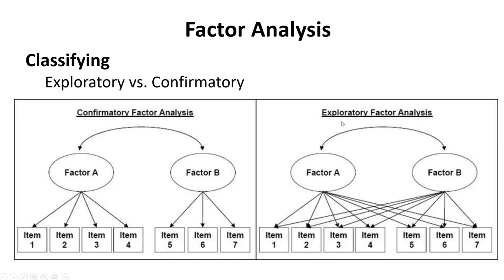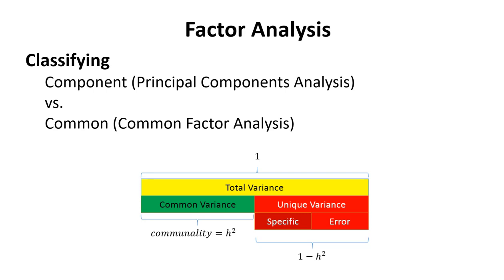As you can see on the right-hand side, in exploratory factor analysis, we're considering which item belongs to each factor. On the left-hand side, in confirmatory factor analysis, we are imposing on the model that certain items should belong to certain factors. Another way of classifying factor analysis is whether or not we want to inspect components or common factors.